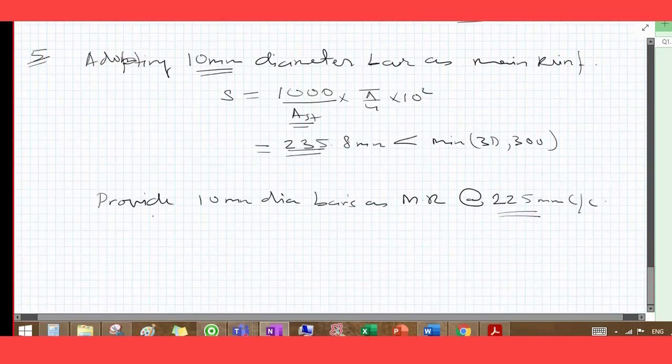So you have seen that you have computed the spacing of this main reinforcement bar. Now what we'll do is the shear check.